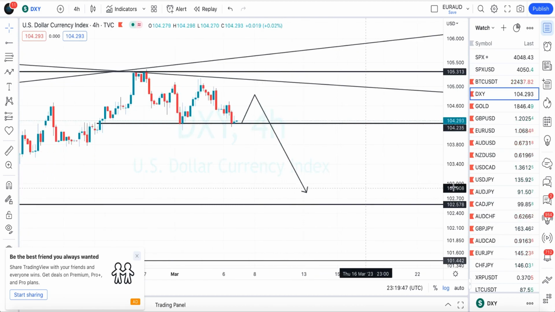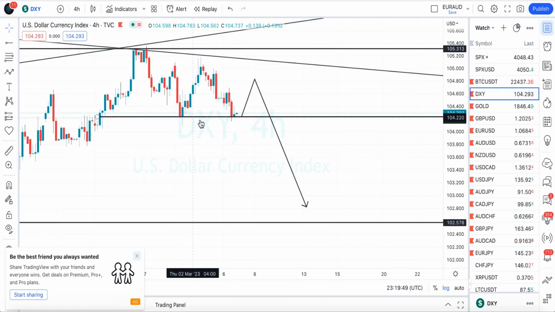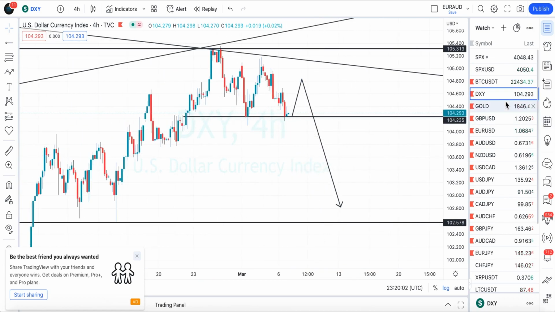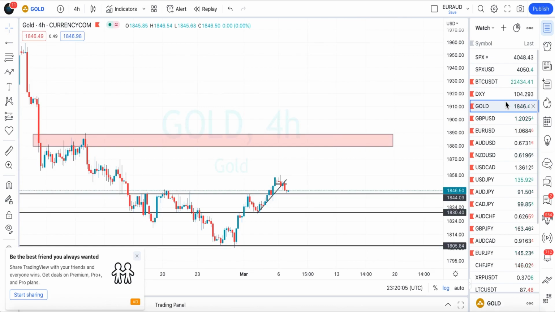But just watch this level closely. If you see a break of this level to the downside, maybe to, let's say, 104.000, then we should be heading down to 102.578. So let's check out gold. The first pair I want to check is gold.